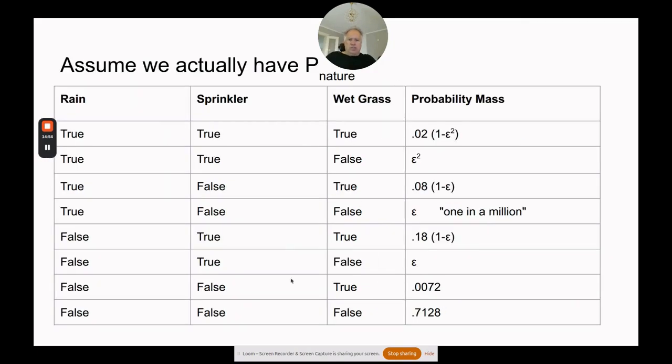Okay, so let's look at this a little bit more right here. So let's say this is the P of nature. So this is the true distribution, right? This is what's really generating the truth. So Alice wasn't exact, but she was close. This is the true distribution that's governing this example here. And then epsilon here is 1 in a million. So it's 1 over a million. Okay, so it's really, really small. But this is what it is. This is how the world is really operating.